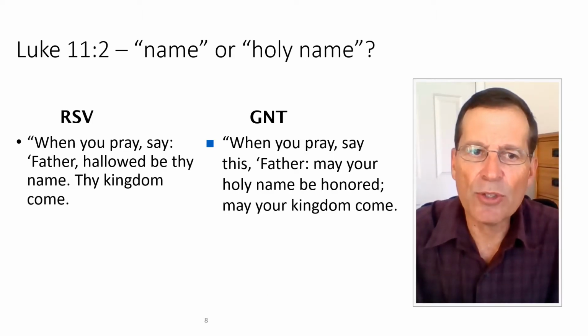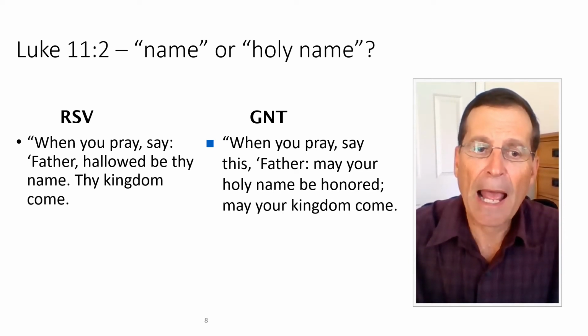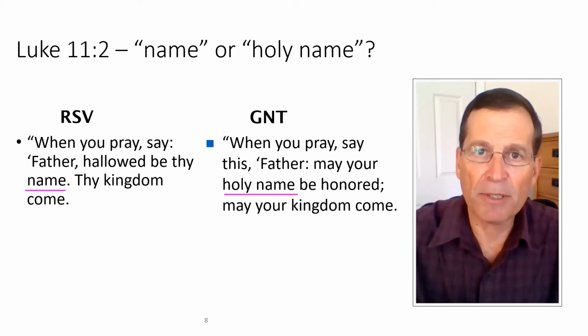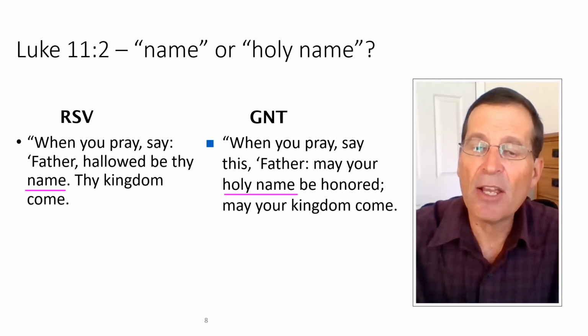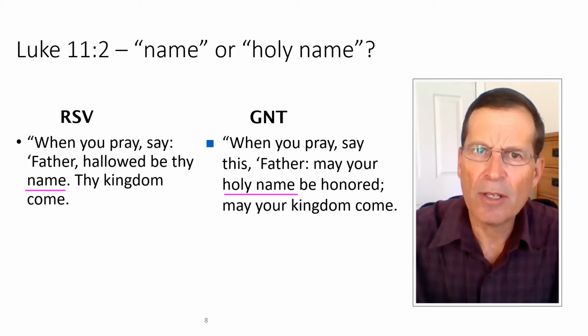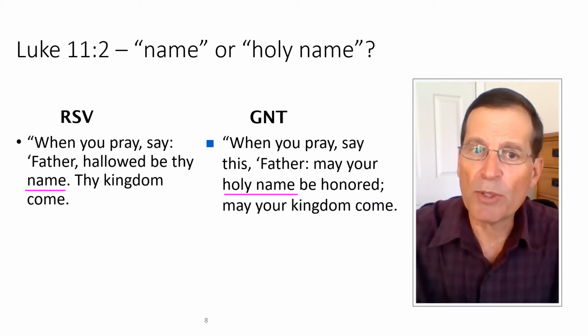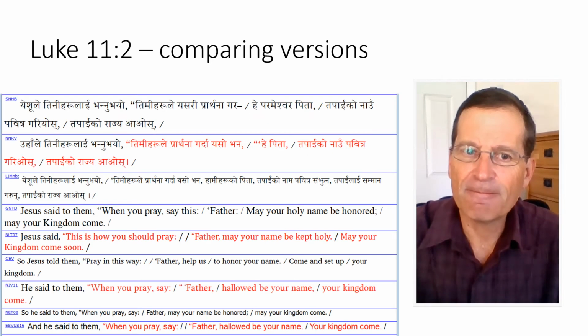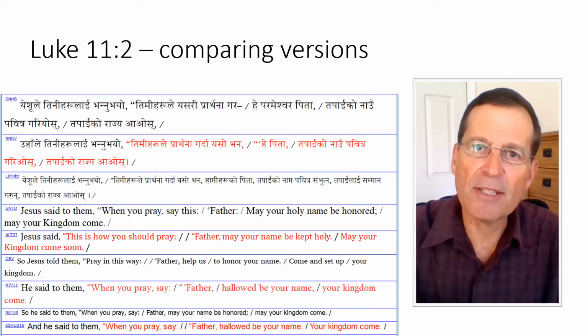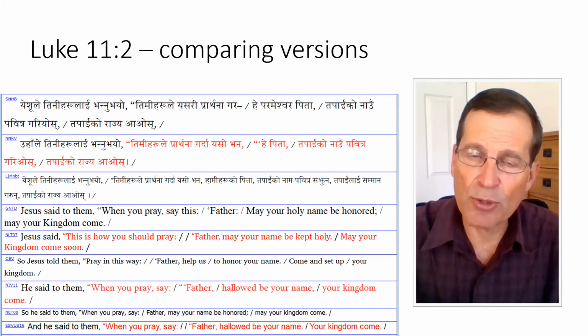In Luke 11:2, RSV says, when you pray, say, Father, hallowed be thy name, thy kingdom come. GNT says, when you pray, say this, Father, may your holy name be honored, may your kingdom come. So there's a difference in meaning between name and holy name. Which one's right? Which should we translate? Well, the first thing we need to do is to compare different versions. At the top are 3 versions you can read and compare the text there.